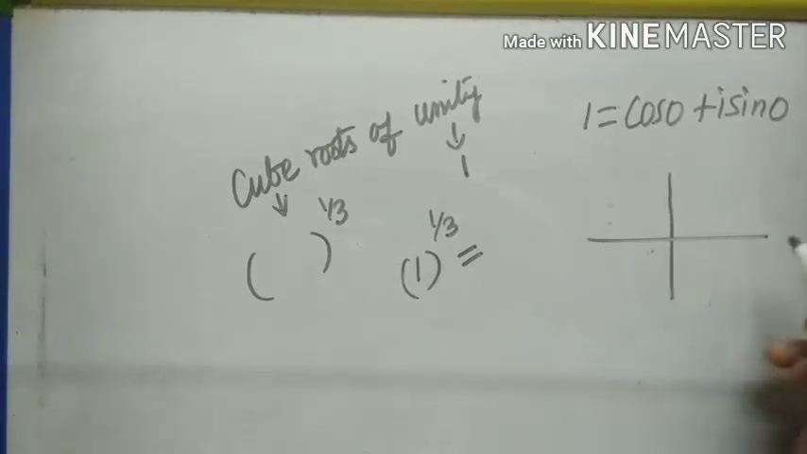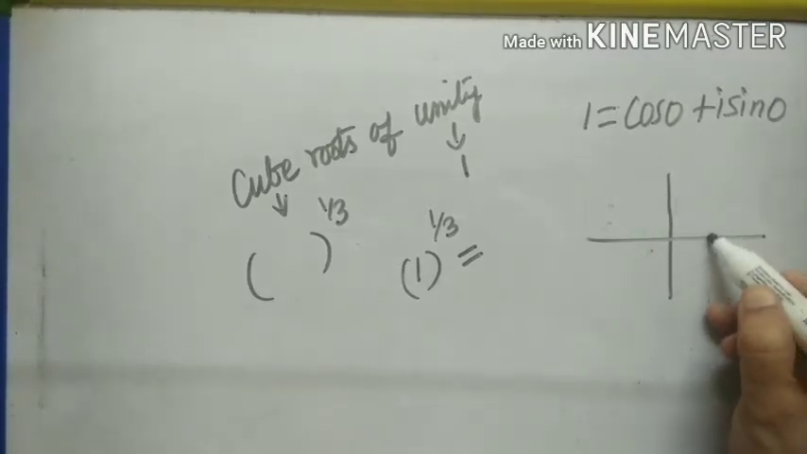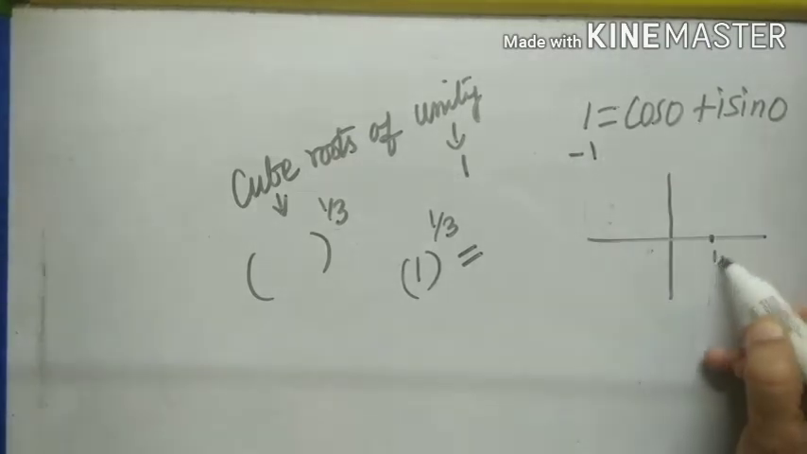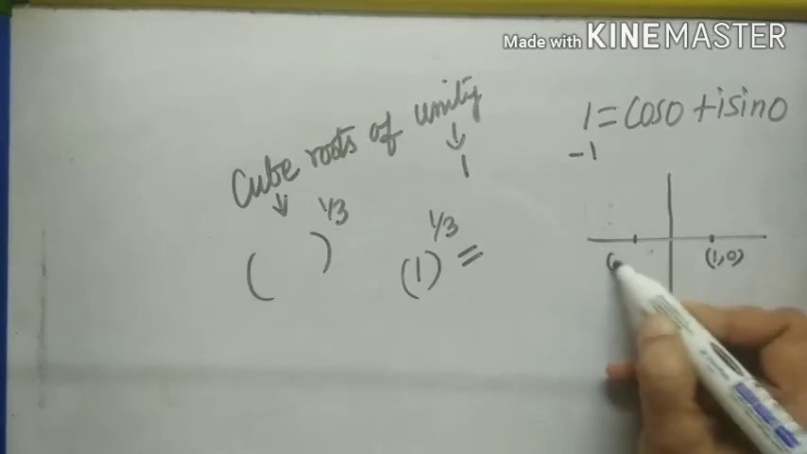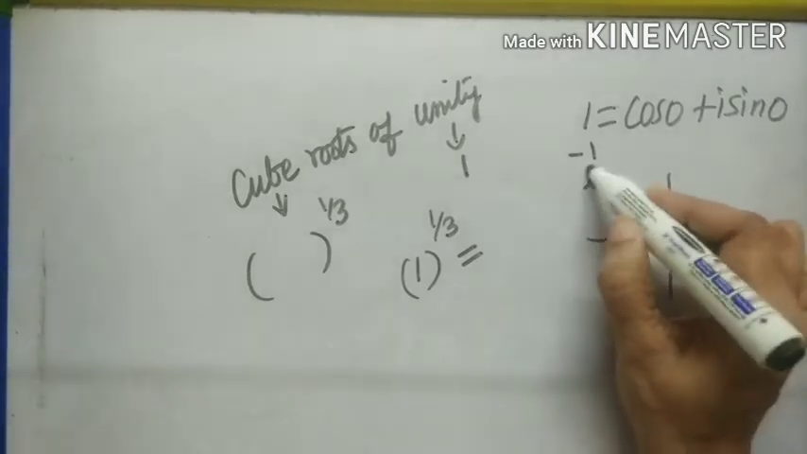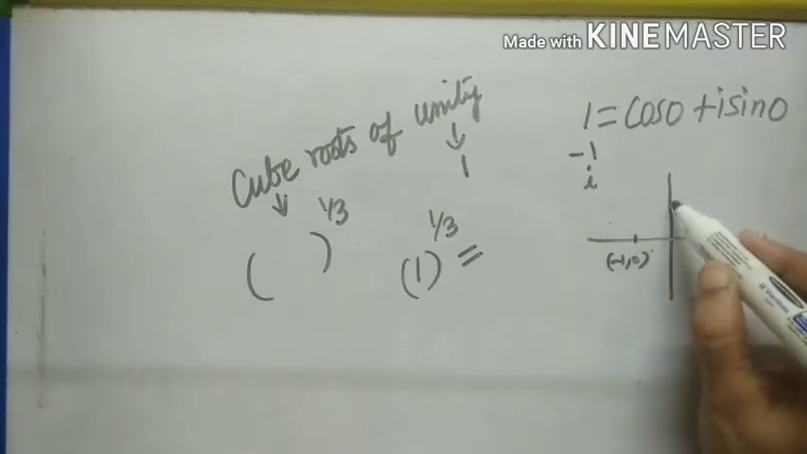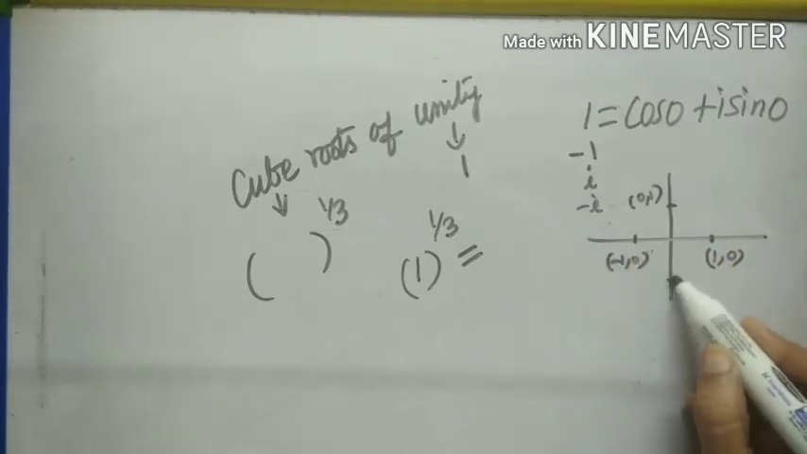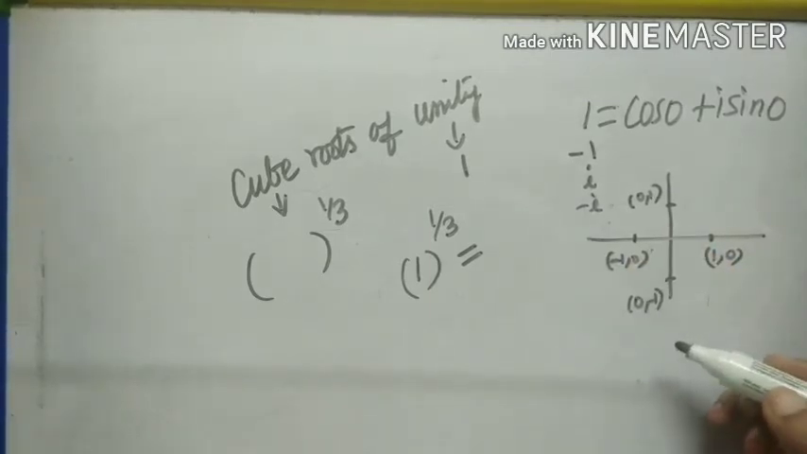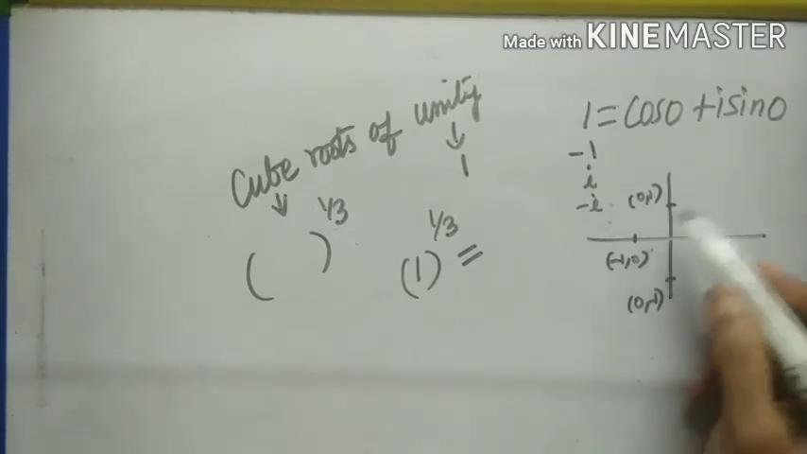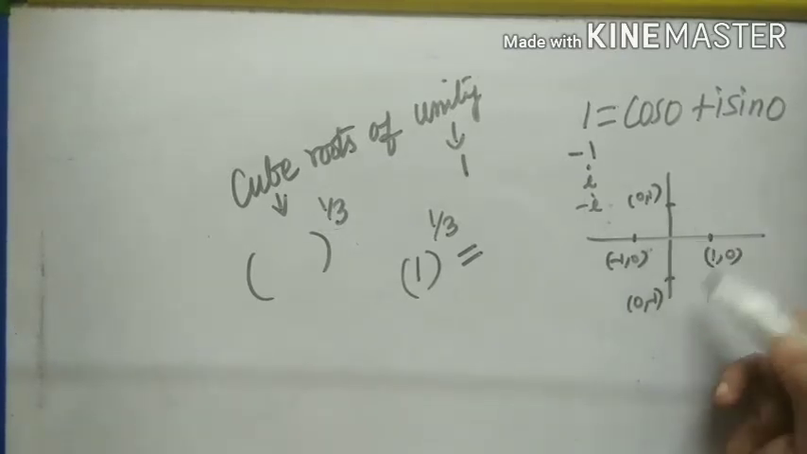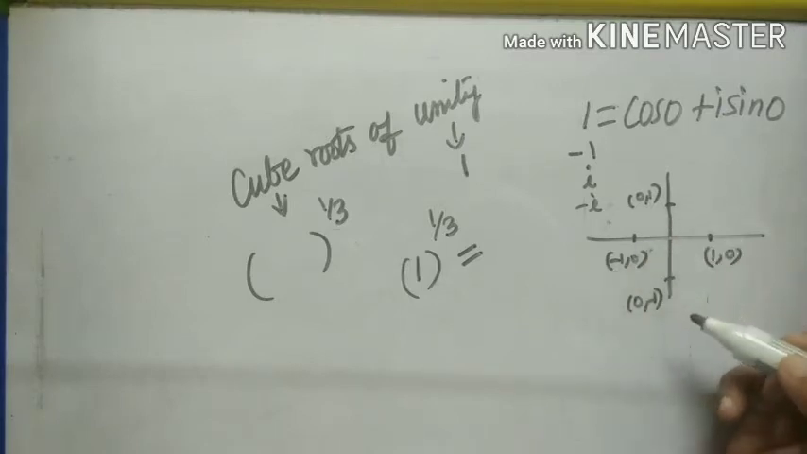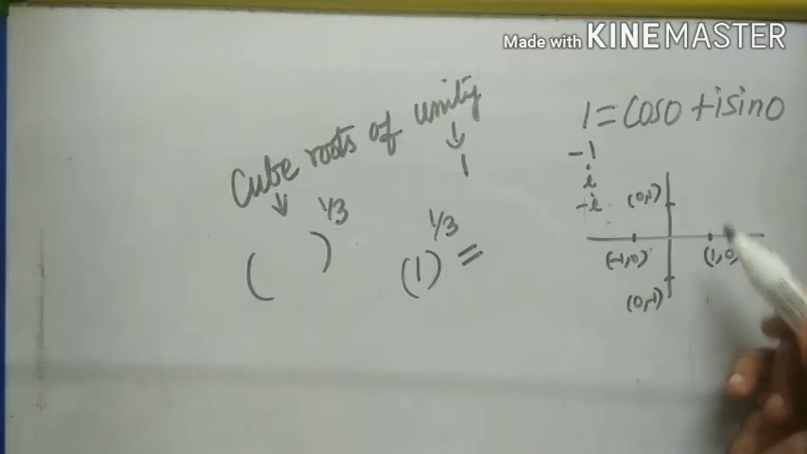See, it's a number line. You have 1. Where will I mark? Here. And what about minus 1? This is 1 comma 0. This is minus 1 comma 0. And where will I mark i? i means 0 comma 1. It will come here. And what about minus i? It will come as 0 comma minus 1. So in polar form, for all the 4, modulus is 1 only. Because this is 1 comma 0, this is minus 1 comma 0, 0 comma 1 or 0 comma minus 1. For all, modulus is 1.